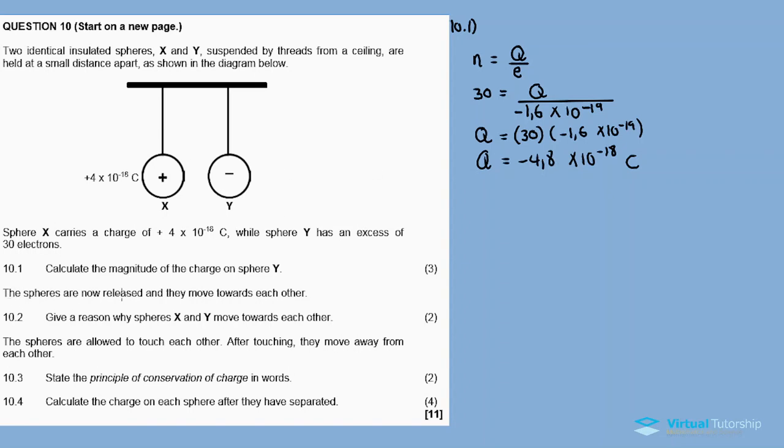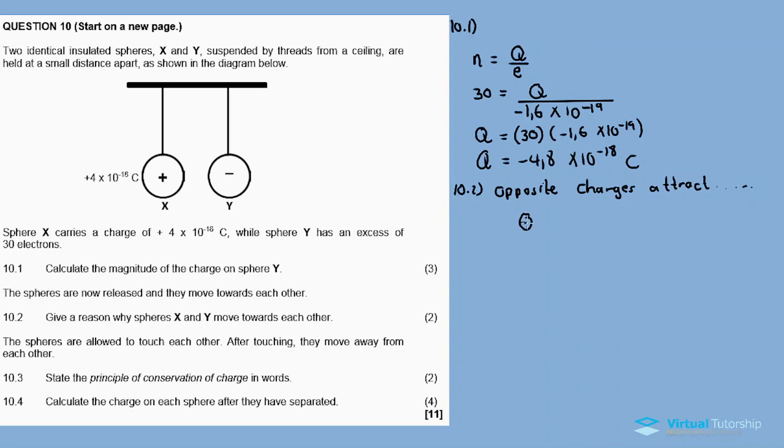The two spheres are now released. We were holding sphere Y and sphere X, and now we release them. Question 10.2: the spheres are released and they move towards each other. Give a reason why spheres X and Y move towards each other. It's because opposite charges attract.